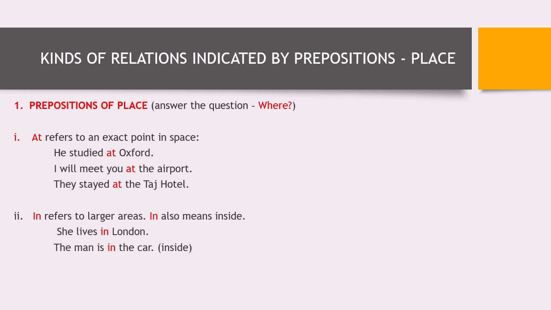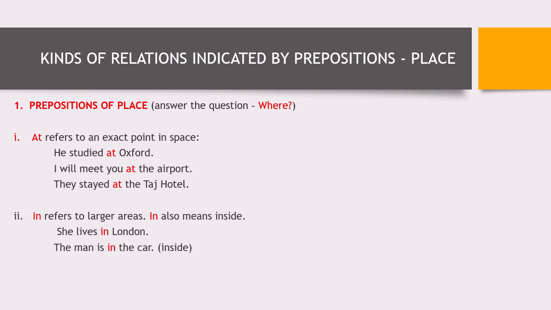Kinds of relations indicated by prepositions. Place. 1. Prepositions of place answer the question, where? 1. At refers to an exact point in space. He studied at Oxford. I will meet you at the airport. They stayed at the Taj Hotel.